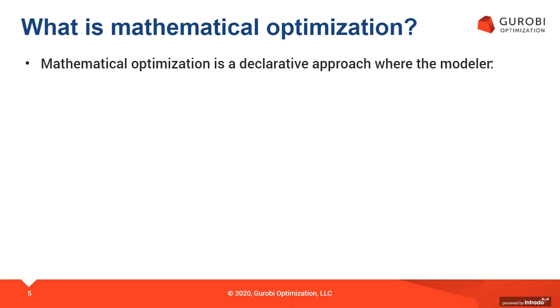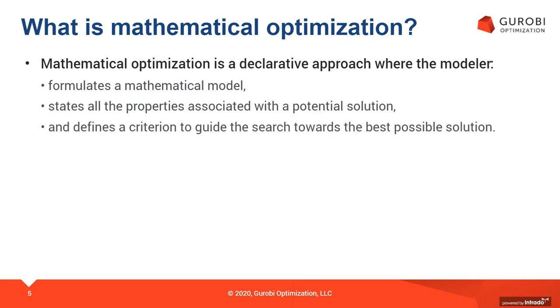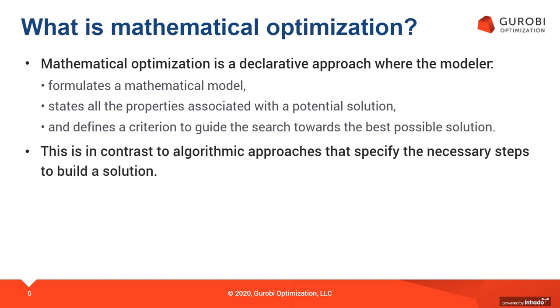So what is mathematical optimization? Mathematical optimization is a declarative approach where the modeler formulates a mathematical optimization model, states all the properties associated with the potential solution, and then defines a criteria to guide the search towards the best possible solution. This is in contrast to algorithmic approaches where essentially you specify each of the steps that you need to have in order to build a solution.